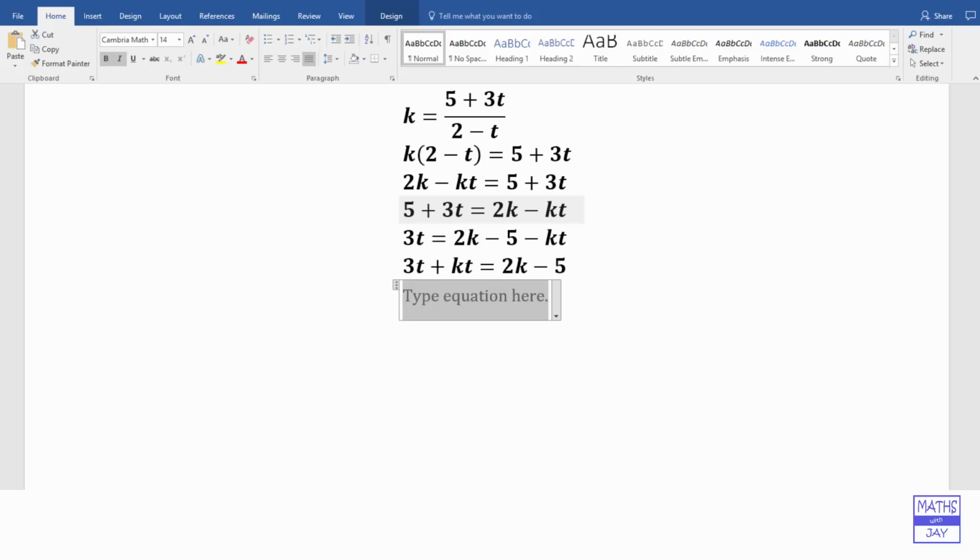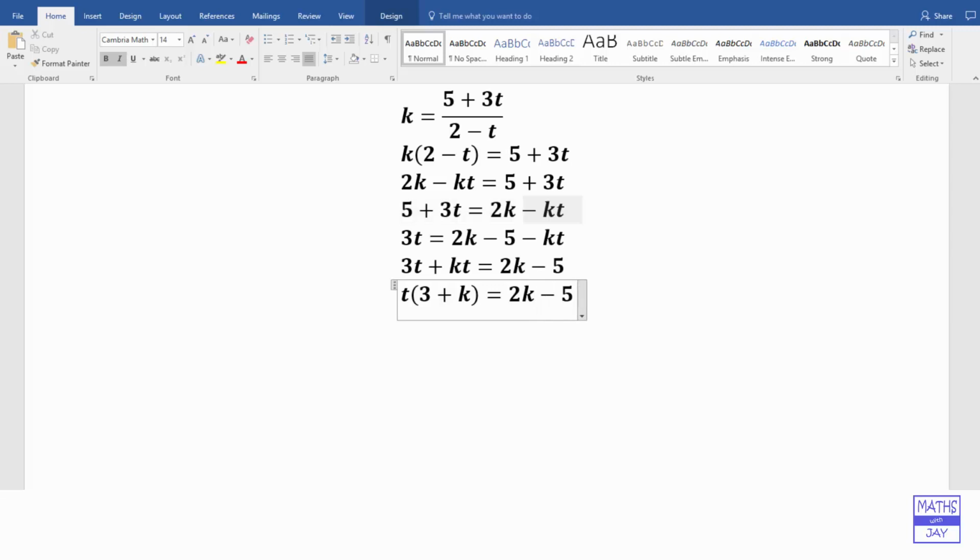So we're trying to write t equals something, so we need to factorize the left hand side so that the t only appears in one place. So we've got 3 plus k, oops, not h, k, and so we want a close bracket and equals, and that's still going to be equal to 2k minus 5. Shift and enter.